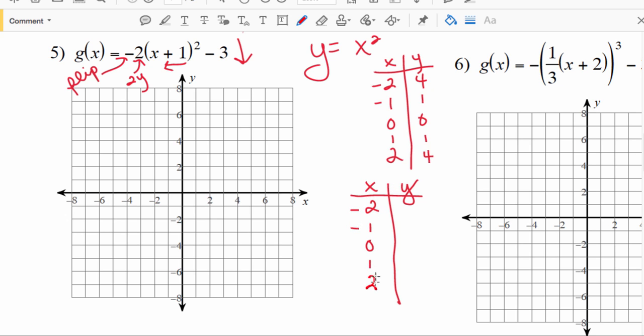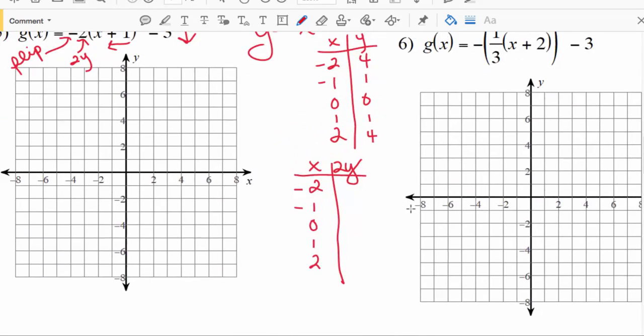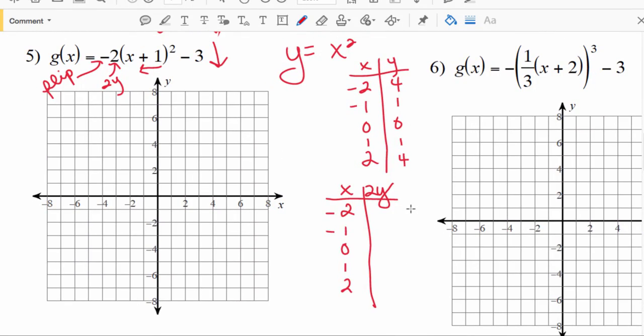So if I look at what's happening to the table, and again, you don't do this when you're graphing. This is what's going on in your head mentally. I'm only showing you this because I want you to have a visual of what I'm talking about. So we're doubling all our y's. So we're going to take our y value here and double it to get 8. We're going to double 1 to get 2. 0 doubled is still 0. 1 doubled is 2. 4 doubled is 8.